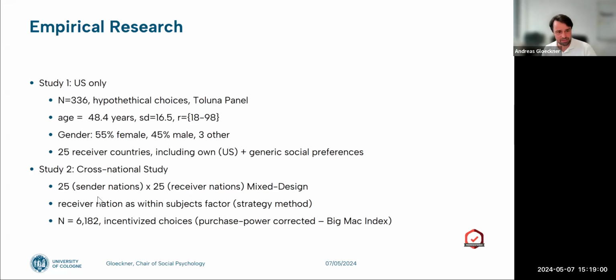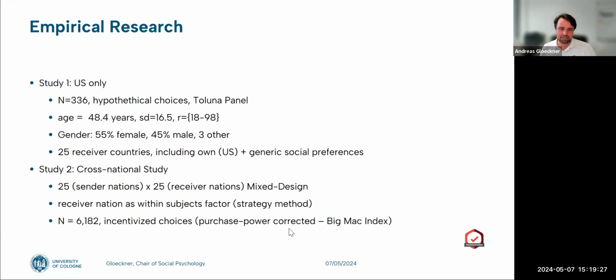We had 25 sender nations, so people from 25 nations participated in the study. They interacted with 25 receiver nations. So basically, they indicated their behavior towards all nations, including their own. So the receiver nation was a within-subject factor. They indicated for all the countries how they would behave toward that country. One of these interactions was randomly drawn, and they knew this in advance, and this was then also paid.